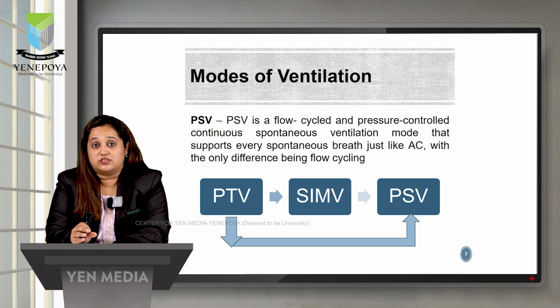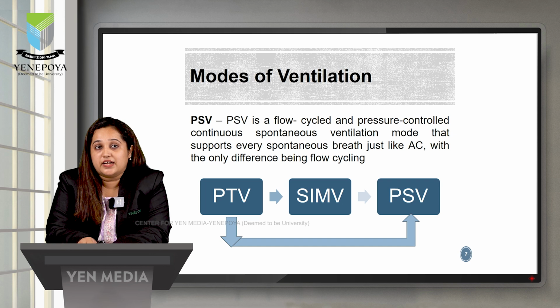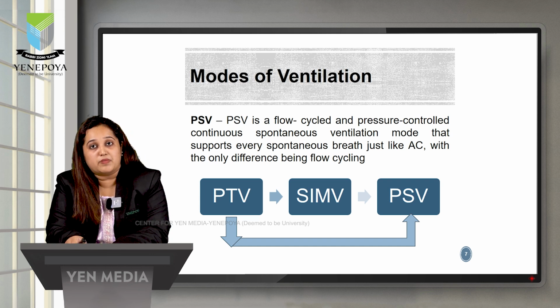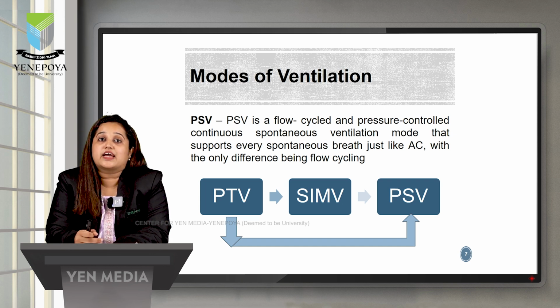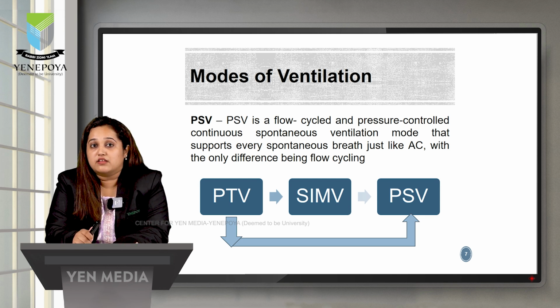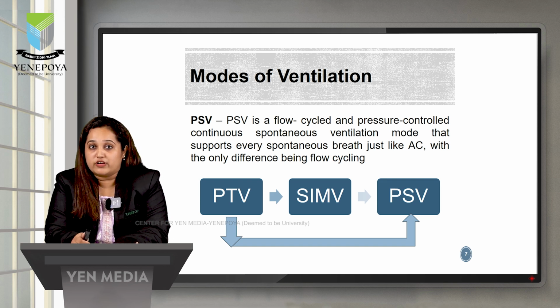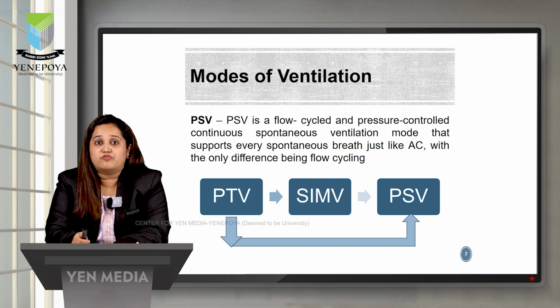Here the primary settings that we keep are pressure support and PEEP. If you can see in the graph there, I have mentioned PTV followed by SIMV followed by PSV. So usually when we mechanically ventilate a neonate, the first mode of choice, like I told, would be patient triggered ventilation. Then, when I am planning for weaning or when I need to check whether the baby is ready to be extubated or not, I will go for SIMV, and then I will put the baby on PSV, that is a spontaneous mode, and we'll see if the baby can maintain for 30 minutes or more.